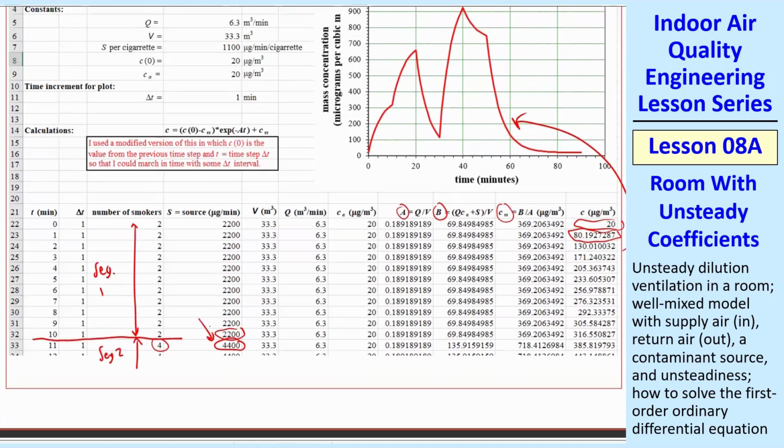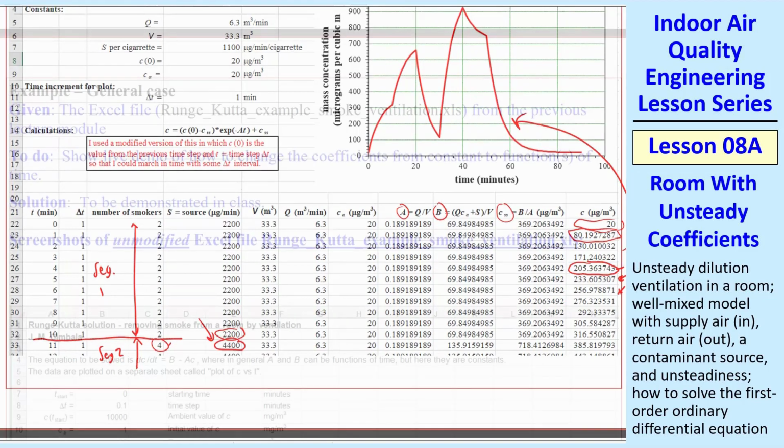Once I did this, I just filled everything down. All I changed was number of smokers. If I'm at this time step, I would set this as my C naught for the next time step, etc. That's how I did that.